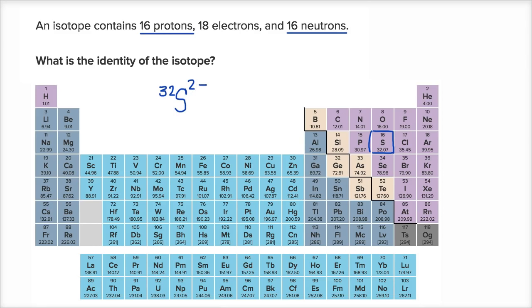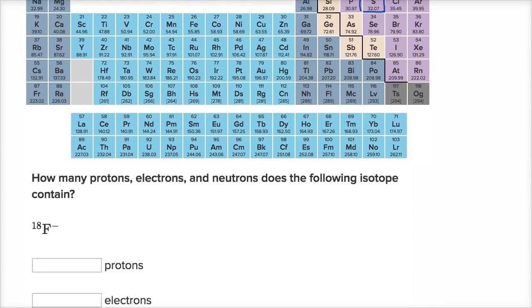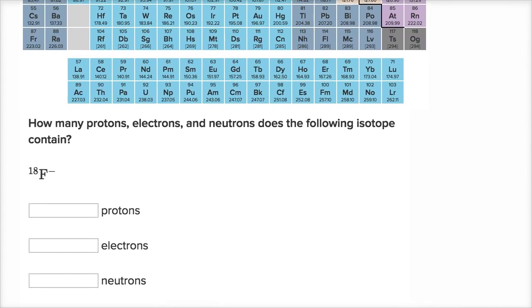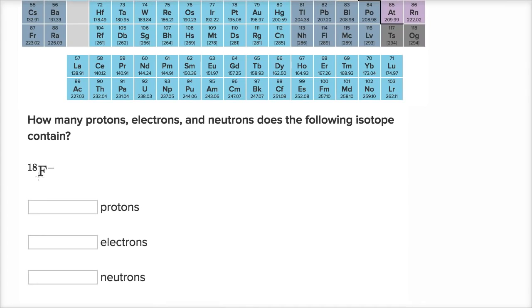Let's do another example where we go the other way, where we are given some information about what isotope and really what ion we're dealing with, because this has a negative charge. And then we need to figure out the protons, electrons, and neutrons. Well, the first thing that I would say is, they tell us that this is fluorine. As soon as you know what element we're dealing with, you know its atomic number when you look at the periodic table, and you can figure out the number of protons. Remember, atomic number is the number of protons, and that's what defines the element. That's what makes this one fluorine.